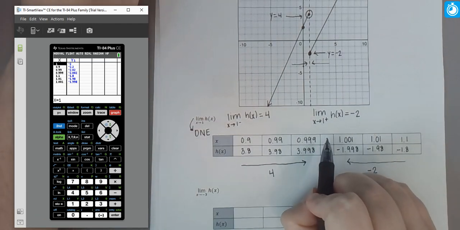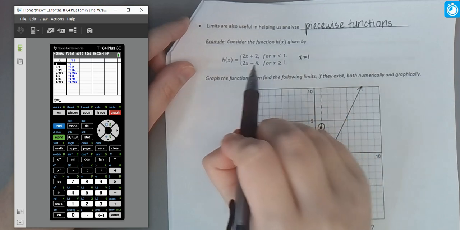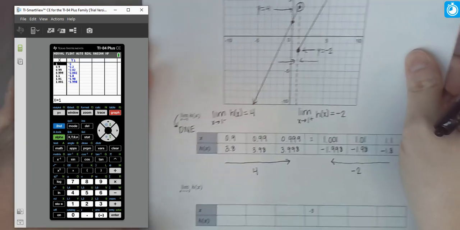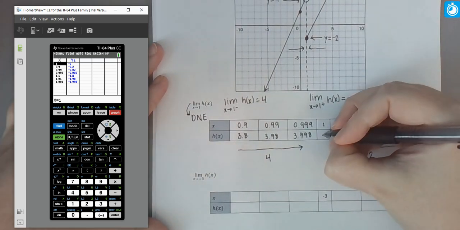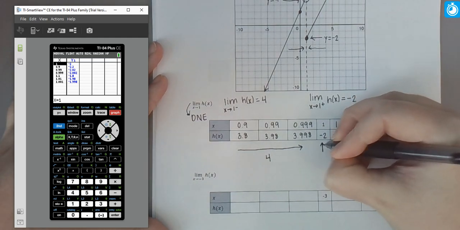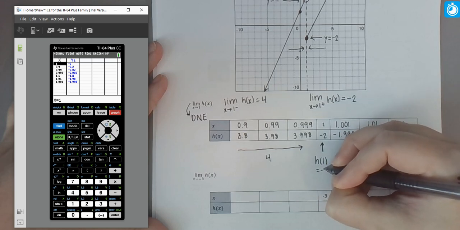Now here at 1, what happens at 1? Remember, when x is equal to 1, we're following the second rule. So when x is equal to 1, we're going to use the value from this particular table, which would be negative 2. So at this particular point, this corresponds to h of 1 being equal to negative 2.